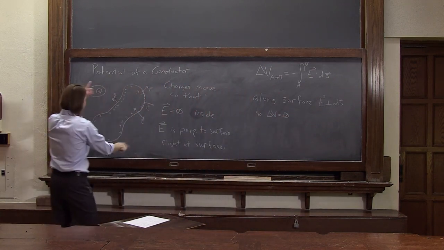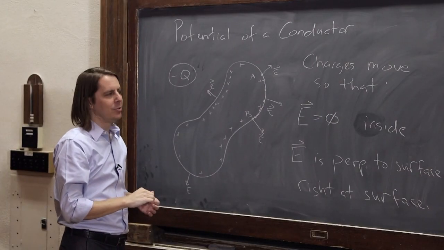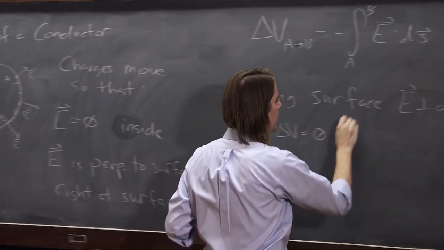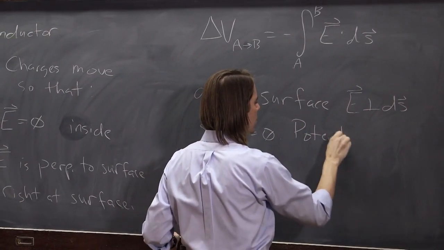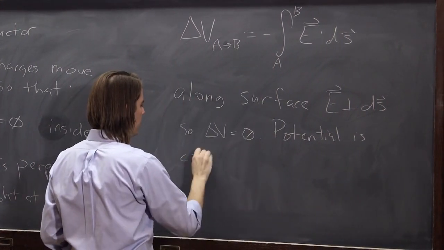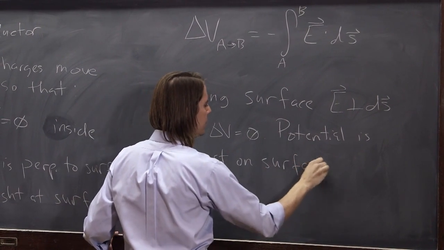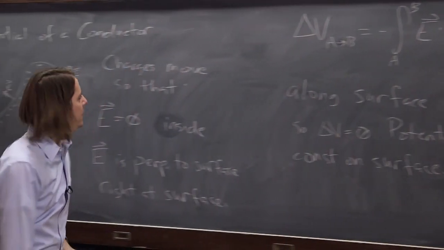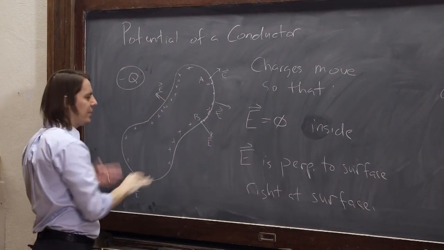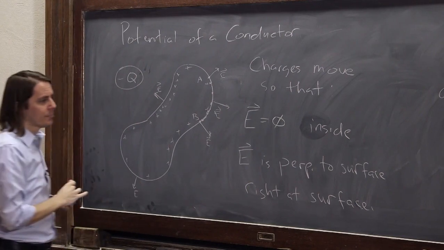Any 2 points you pick on this surface and move around in all 3 dimensions, you're never going to get a difference in potential. So what that means is that the potential is constant on the surface of a metal. If one part of the metal or the conductor is at 9 volts, the whole thing's at 9 volts, if you're in electrostatic equilibrium. Okay?